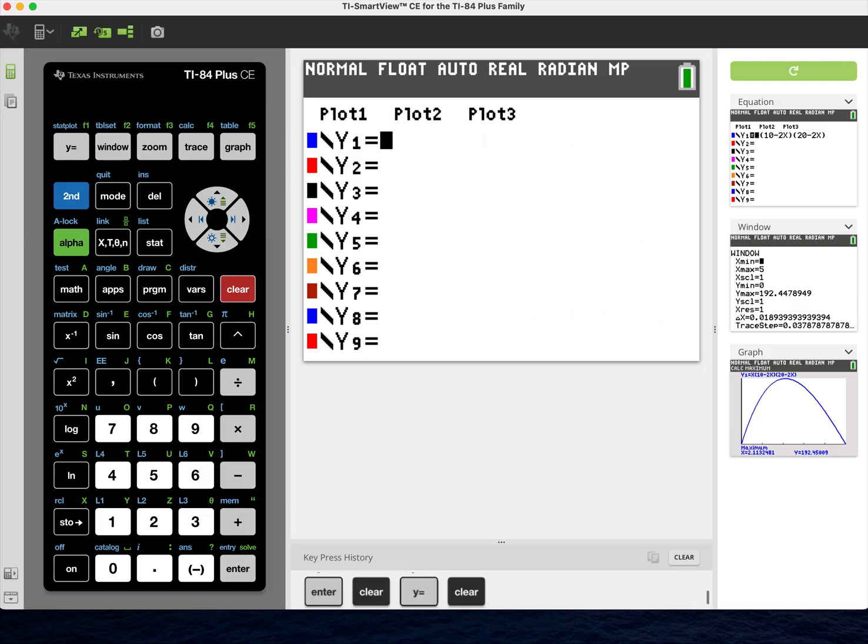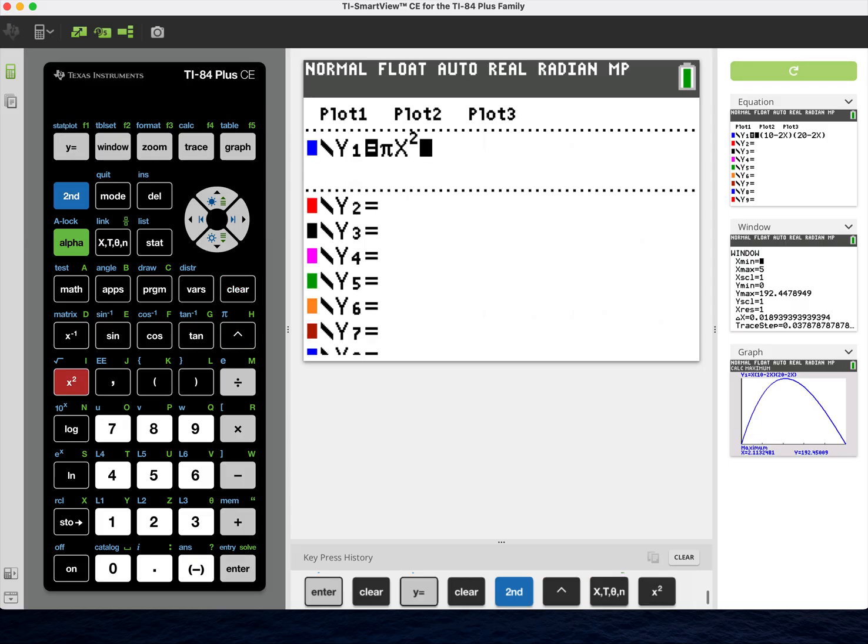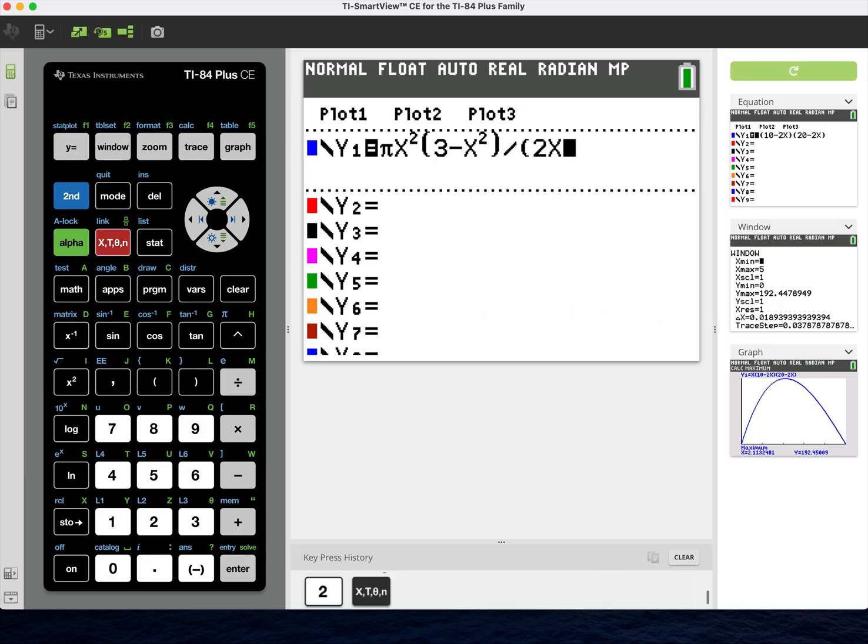So first things first, we can just do pi x squared. That's beautiful. Next, I need to open up a parenthesis, and I'm going to do 3 minus x squared. I'm going to close that parenthesis, so that's just the top part of the fraction. Then I'm going to hit divide, and then I'm going to open a new parenthesis for the bottom. Basically, the way that you can enter this into the calculator without messing up is whenever you have a fraction like this, you put parentheses around the top, divided by parentheses around the bottom. And this will now not mess me up.